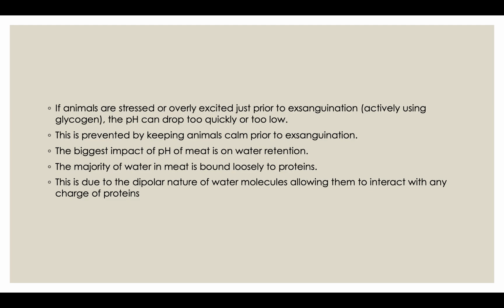If the animals are stressed or overly excited just prior to exsanguination, the pH can drop too quickly or too slowly. This is prevented by keeping the animals calm prior to exsanguination. The biggest impact of pH of meat is on water retention. The majority of the water in the meat is bound loosely to the proteins. This is due to the dipolar nature of the water, allowing it to interact with any charge of the protein.